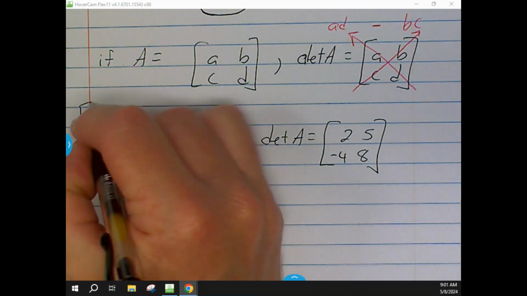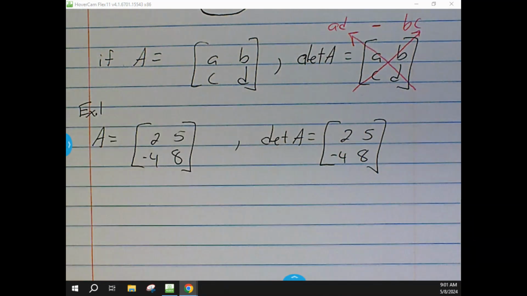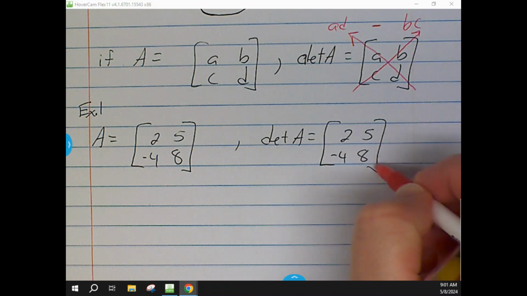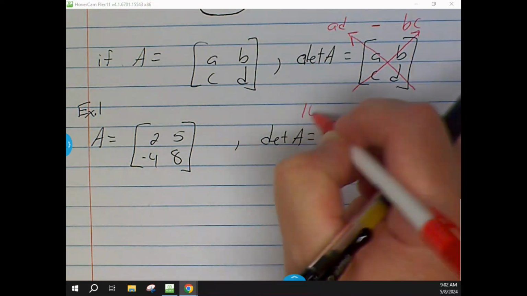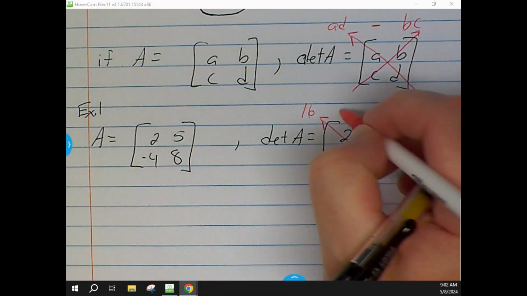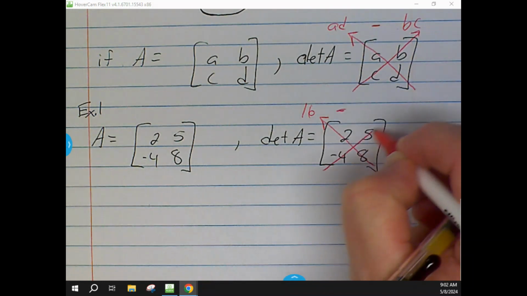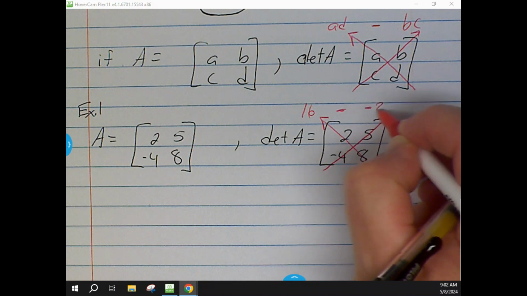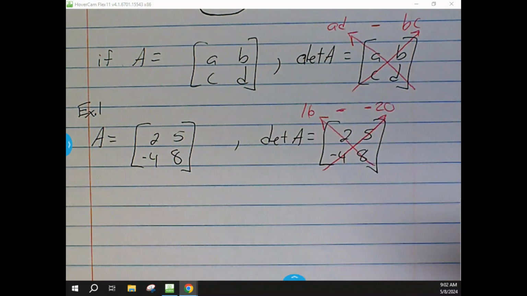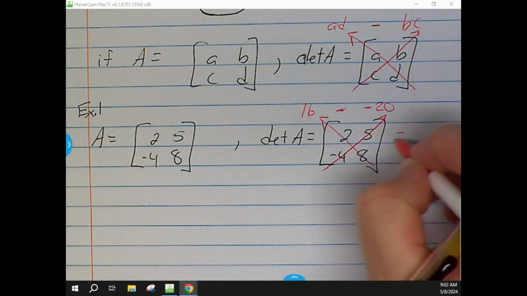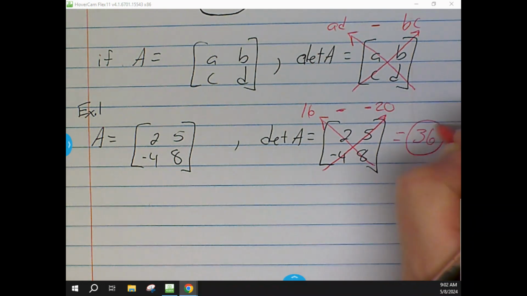So I guess we'll call this example 1 here. Okay, so again, determinant should be really easy. The main thing is, again, when you do your cross products, make sure you multiply up. 8 times 2 is 16. It's always minus, and then negative 4 times 5 would be negative 20. So really it's 16 minus negative 20, 16 plus 20, so that determinant would be 36.